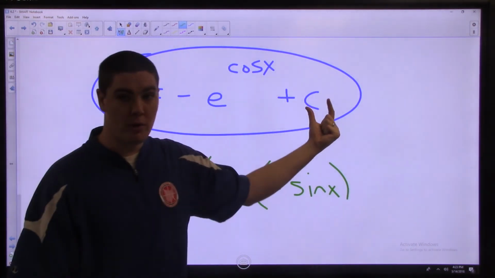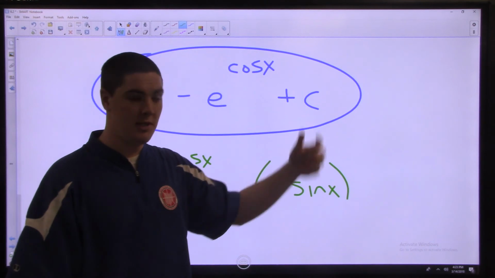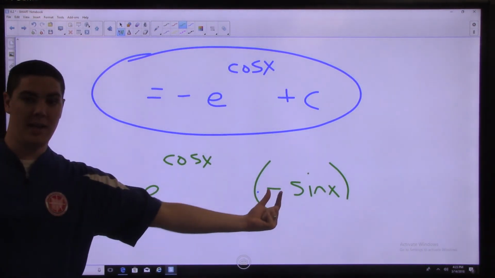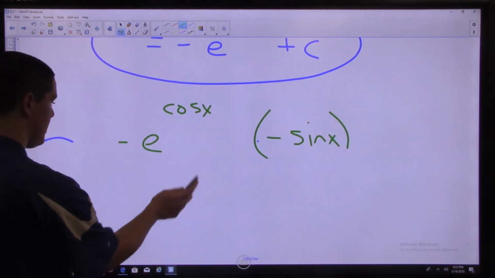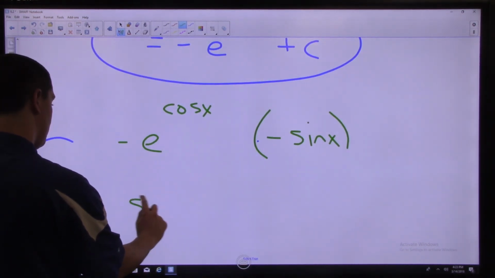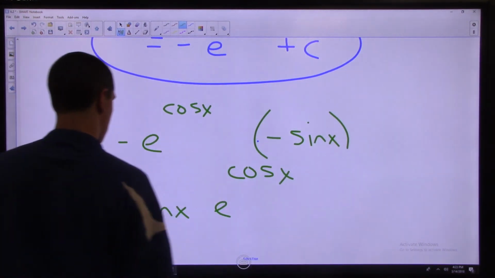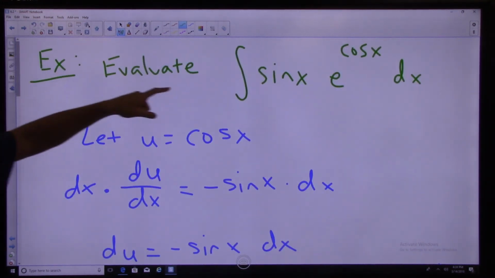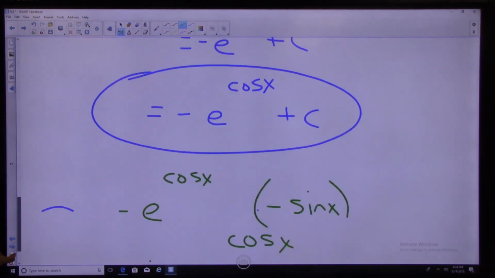And by the way, what's the derivative of a constant? If this was 10, what's the derivative of that? It's 0. We don't need to worry about that. And so guys, what's a negative times a negative? Positive. And I can rearrange this. So this is the same thing as sine x times e to the cosine x. Isn't that what we started with? Look at that. Bingo. All right, good stuff.